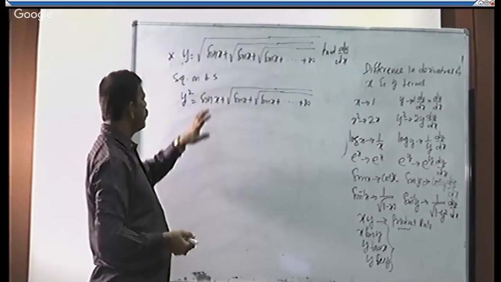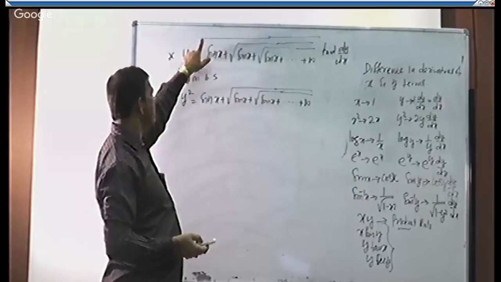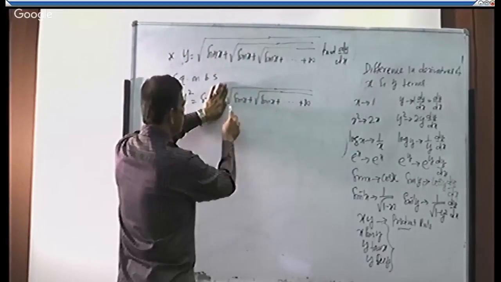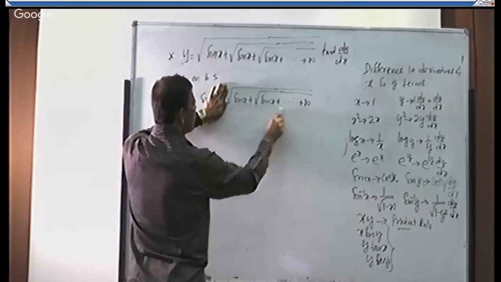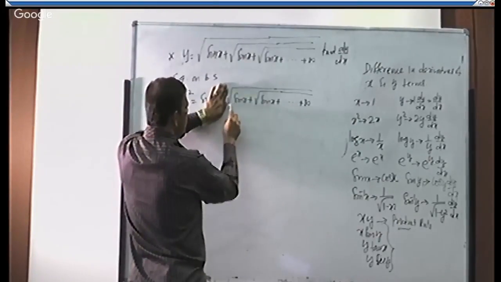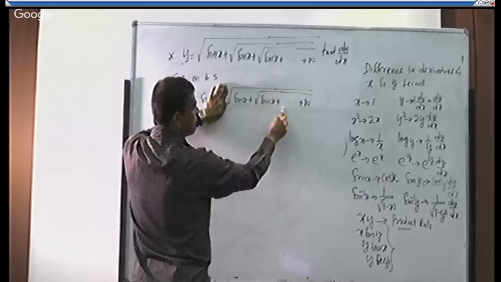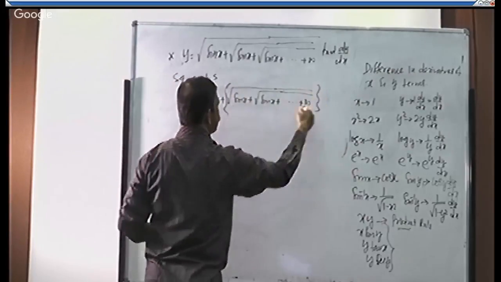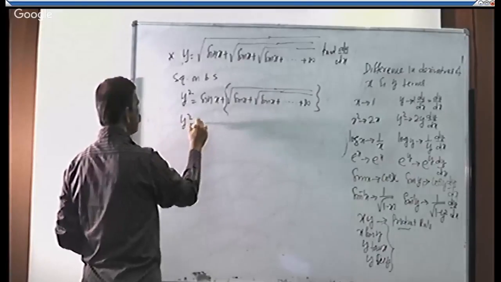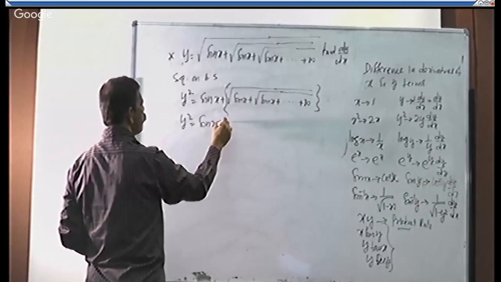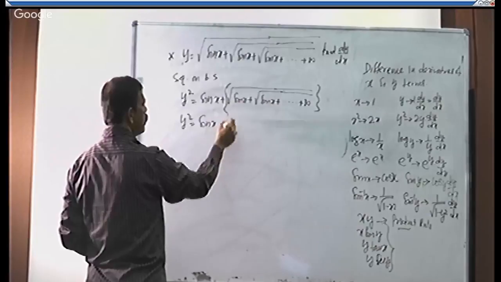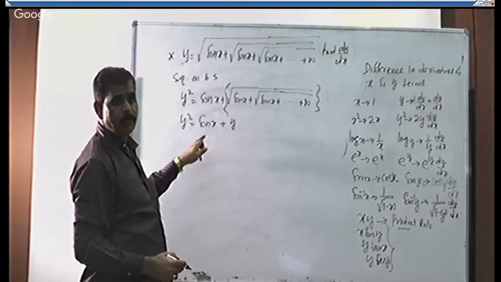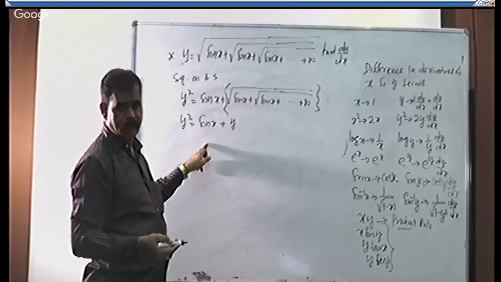See, what is y? Y is root of sin x plus root of sin x up to infinity. See this part, it is y. Root of sin x plus root of sin x up to infinity can be taken as what? It can be taken as y, right? Y square is equal to sin x plus y. Now it becomes what? An implicit function, right?